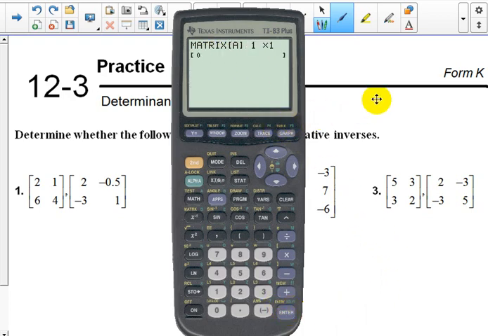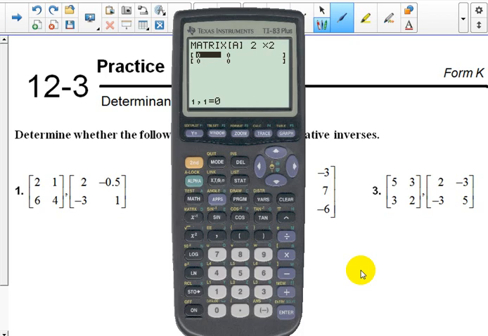The first thing we have to do is tell it the size, the dimensions of the array. Well, we're entering a 2 by 2 array. So enter 2, enter, 2, enter. So at the top now it should say matrix A 2 by 2. Everybody got that?